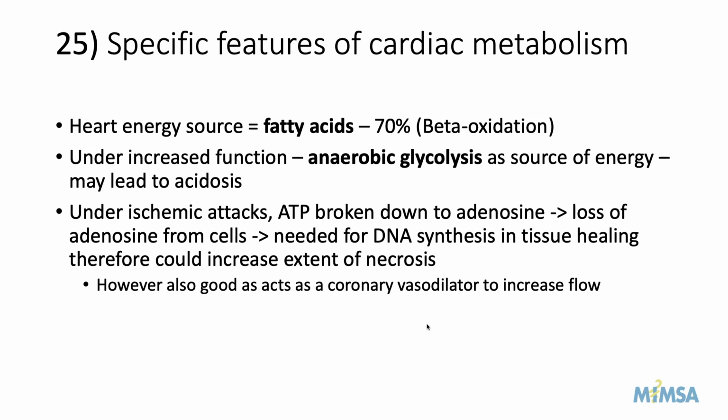And then we'll move on to question 25, the specific features of cardiac metabolism. There's not much you need to know for this question. You basically need to know that the main energy source is fatty acids. About 70% of the energy that the heart needs is produced via beta oxidation. That's how it receives its ATP.